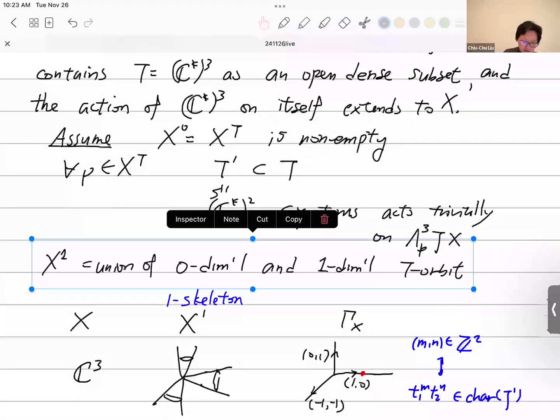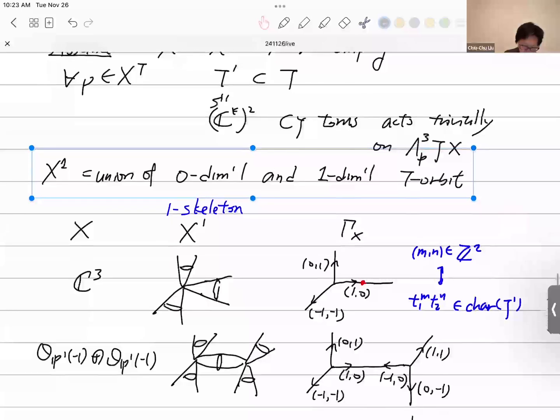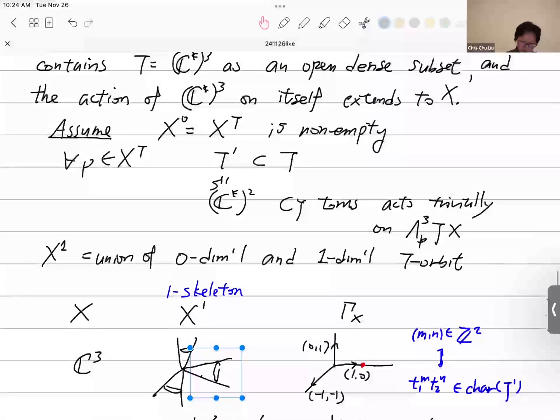So now, X0 is the zero skeleton, the union of zero-dimensional orbits, or torus fixed points. Let X1 be the union of zero-dimensional and one-dimensional orbits. Let's take some simple examples. The first example is C3. The zero skeleton is just one fixed point, the origin, and the one skeleton is the union of three coordinate axes.